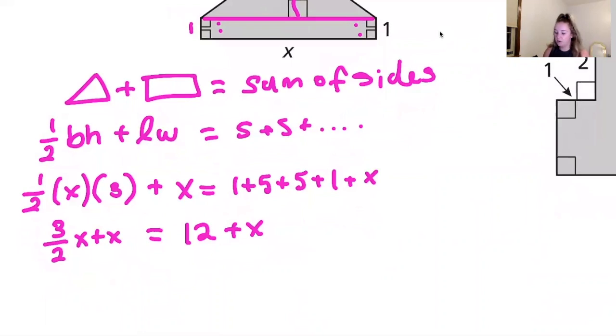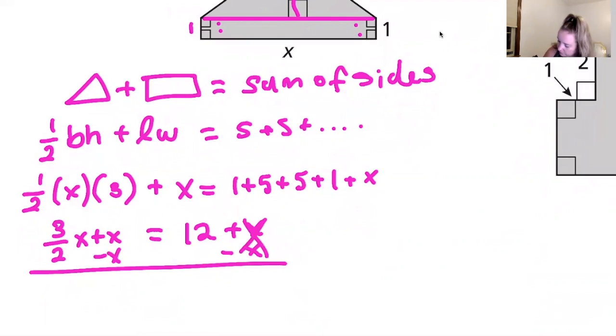And instead of going ahead and combining my X to my 3/2 X, I'm going to go ahead and just subtract X from both sides. I saw this as an easier way than trying to combine things and then take them apart when I'm just going to be doing it anyways. So I'm left with 3/2 X equals 12.